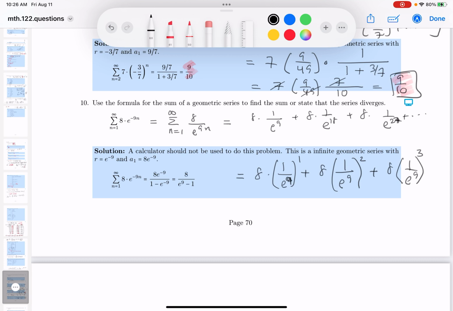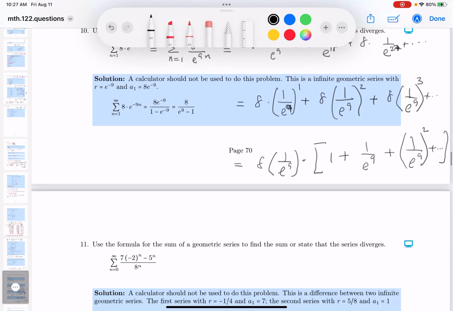Let's make sure I get those terms. 2 times 9 is 18. 3 times 9 is 27. This goes on forever. What I'm going to do now is factor it. I'm going to write 8, 1 over e to the 9th power times 1 plus 1 over e to the 9 plus 1 over e to the 9 squared plus yada, yada, yada. All right?